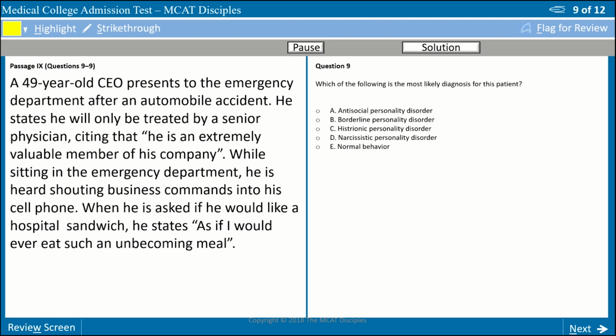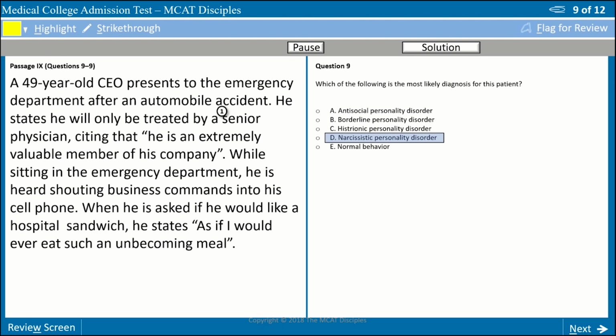A 49-year-old CEO presents to the emergency department after an automobile accident. He states that he will only be treated by a senior physician, citing that he is an extremely valuable member of his company. While sitting in the emergency department, he is heard shouting business commands into his cell phone. When he is asked if he would like a hospital sandwich, he states, "As if I would ever eat such an unbecoming meal." This is narcissistic personality disorder. And remember, before you go around diagnosing your friend as narcissistic, remember it has caused significant impairment.